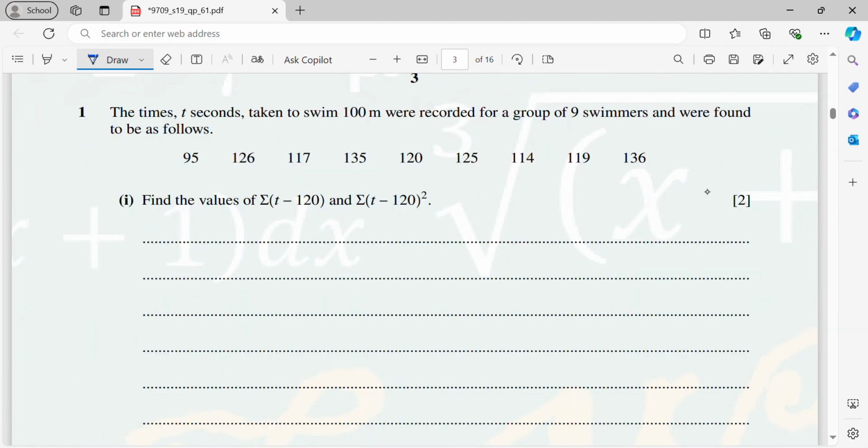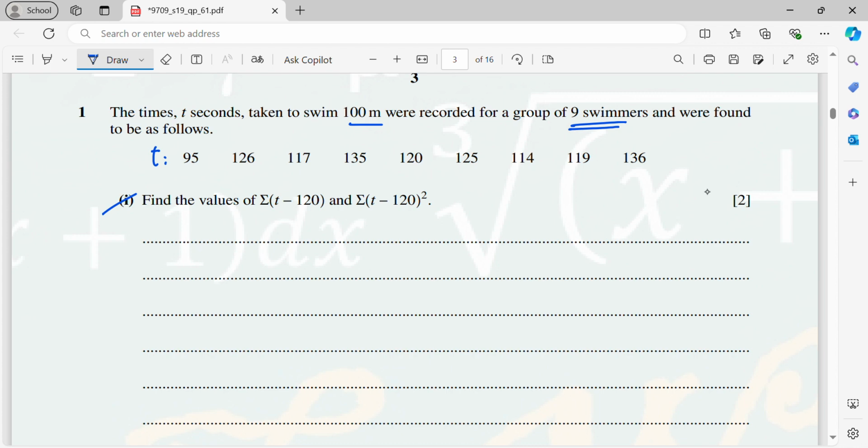Okay, question number 1, the times t seconds taken to swim 100 meters were recorded for a group of 9 swimmers and were found to be as follows. That means all these are the t values. First part, find the values of summation t minus 120 and summation of square of t minus 120.